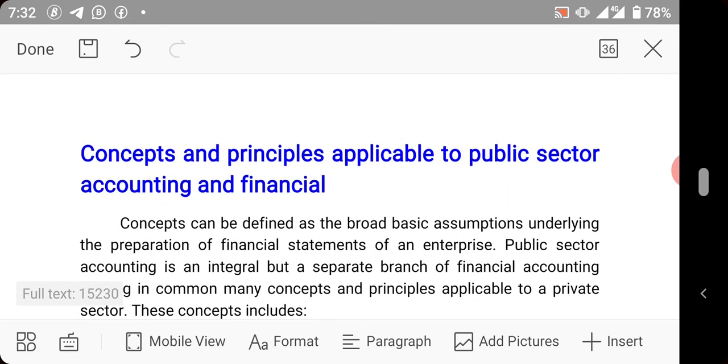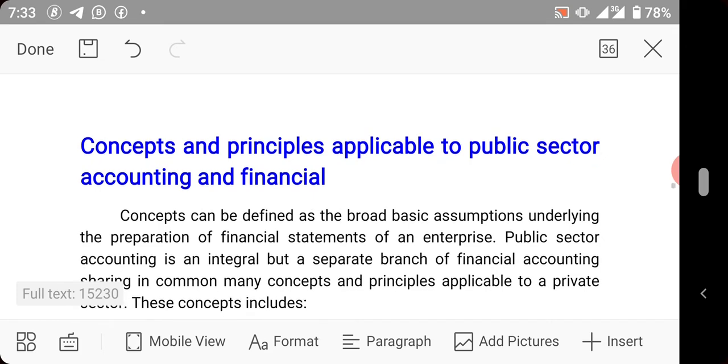We'll continue with concepts and principles applicable to public sector accounting and finance. You as an accounting graduate or AAT holder or someone who has written foundation would understand concepts and principles of accounting.